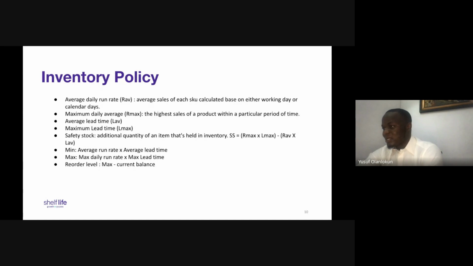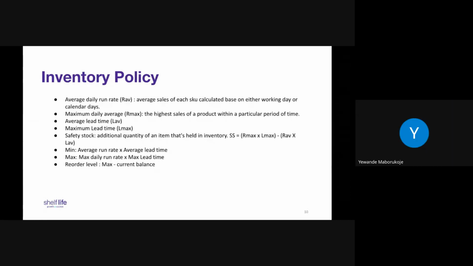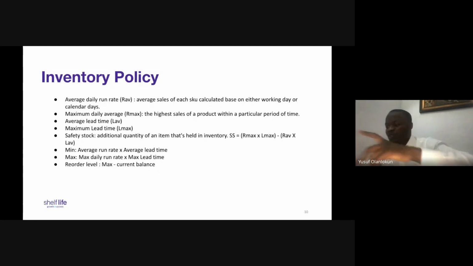I don't know if you can see the calculation here. It's straightforward. You multiply maximum daily run rate by maximum lead time, then minus average daily run rate multiplied by average lead time. Are you showing the Excel sheet already? No, I just want to run through it before I go to the Excel.